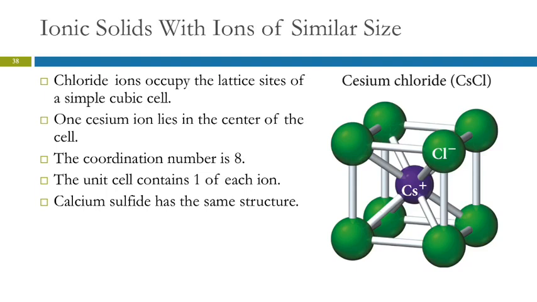So the coordination number here is going to be 8 because we're not looking at chloride ions connecting with each other. We're looking at cesium connecting with chloride ions. The cesium here in the center is in close proximity to all 8 of those ions, so that's the coordination number. Calcium sulfide is another ionic solid where the ions are similar in size and they'll form this structure.